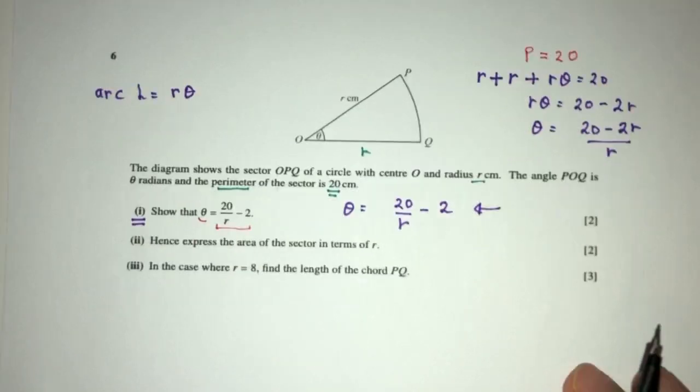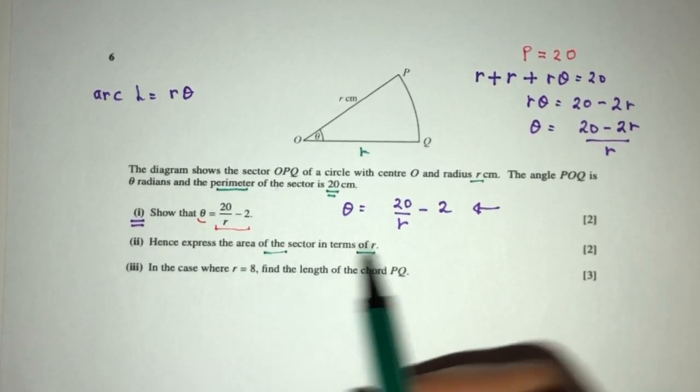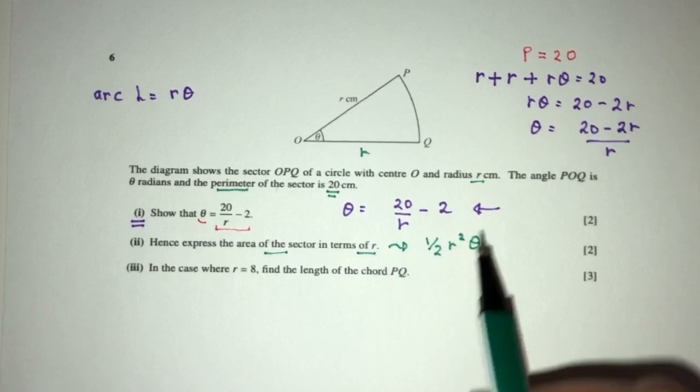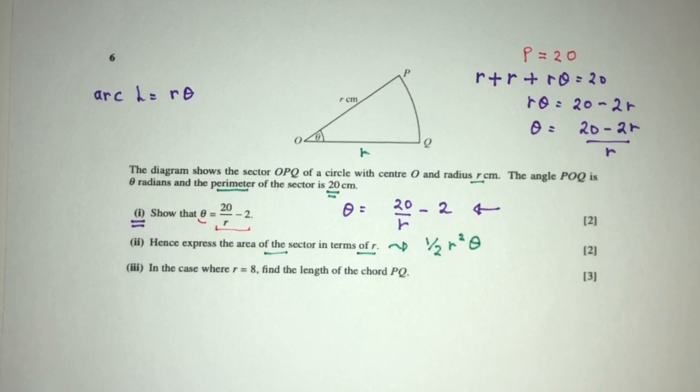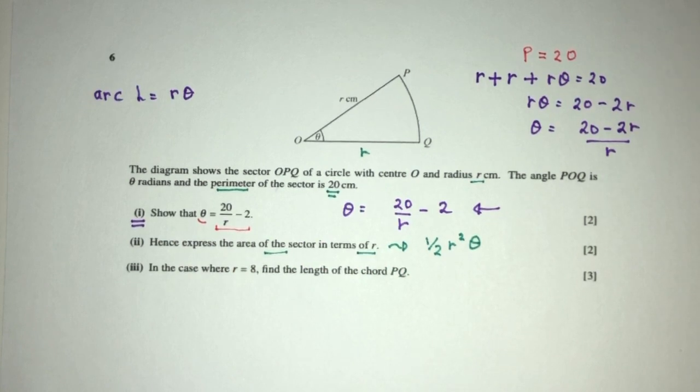Now for part 2 of the question, hence express the area of the sector in terms of R. So how would you find area? You know that area is equal to half R squared theta. Now again, you have to know these formulas when it comes down to these kinds of questions in circular measure. You have to know these formulas to work them out.